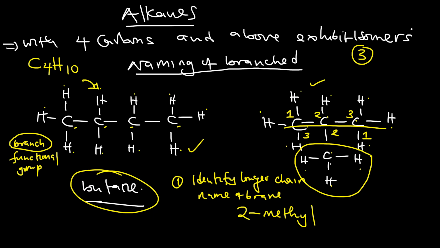Now, after doing this, we look at the long chain. What is the name of the alkane with three carbon? The alkane with three carbon is called propane. So this is called 2-methyl propane. So we've named this successively. I guess that is okay. Let us have a look at maybe another example.